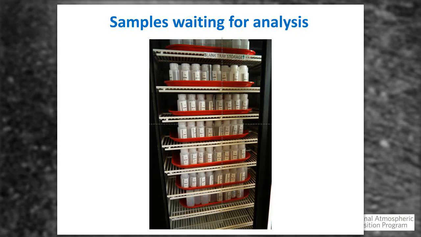After filtration, we load all the samples on a tray. We have about 100 or so on a tray, all labeled, and they are waiting for analysis. And really, the only point I'm emphasizing in this slide is that to the analysts, they all look the same. Interspersed amongst these bottles are quality assurance samples that go blind to the analyst so that we can check our internal quality and consistency. We repeat analysis for about 2% of the samples.